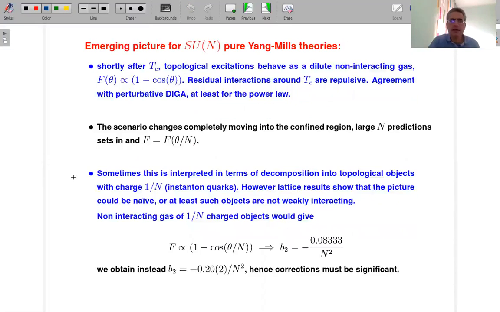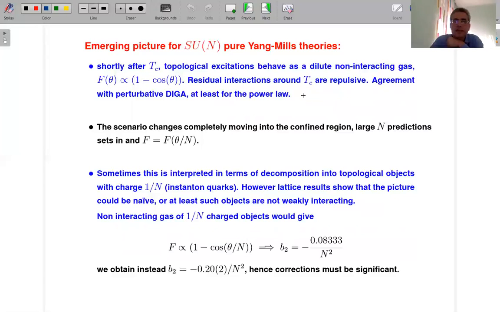So, to conclude this part, what is the emerging picture for SU(N) pure Yang-Mills theories? The emerging picture is the following. Shortly after Tc, the topological excitations behave as a dilute non-interacting gas with the free energy density which behaves as follows.